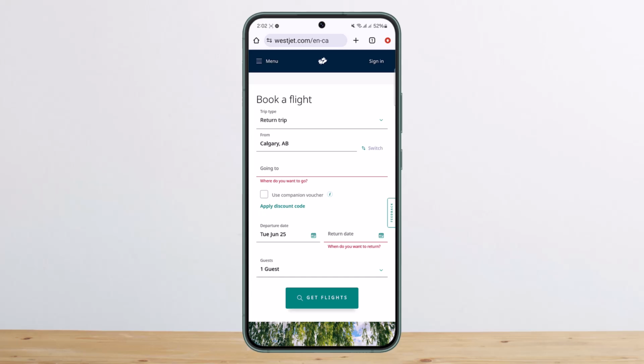Also do note, one WestJet dollar is equivalent to $1 Canadian when redeemed on the base fare portion of an eligible flight or vacation packages. WestJet dollars cannot be used towards the payment of taxes, fees or charges.